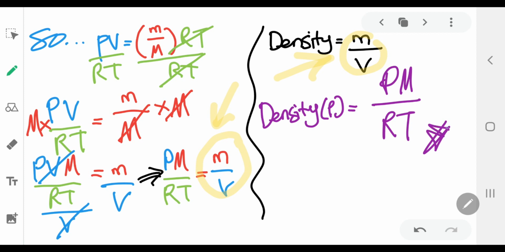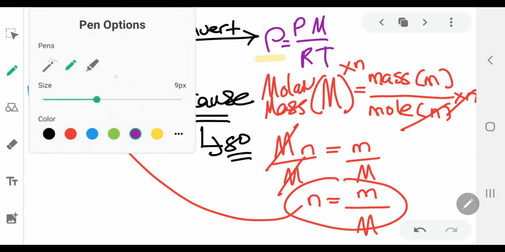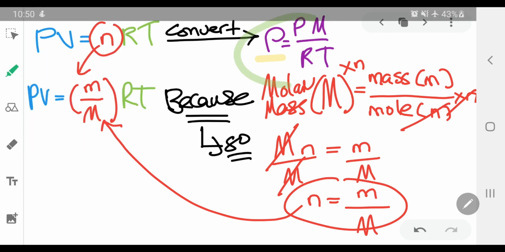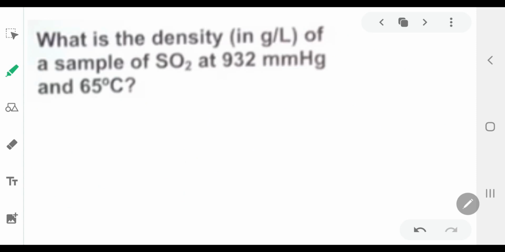So that's how you do the conversion. Remember, this derivation is very important because they might ask you in exams to show how you change PV equals nRT to get the formula for density, which equals pressure times molar mass over RT. So that is for the conversion.